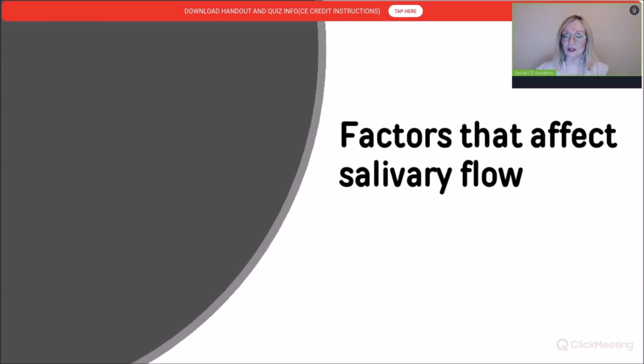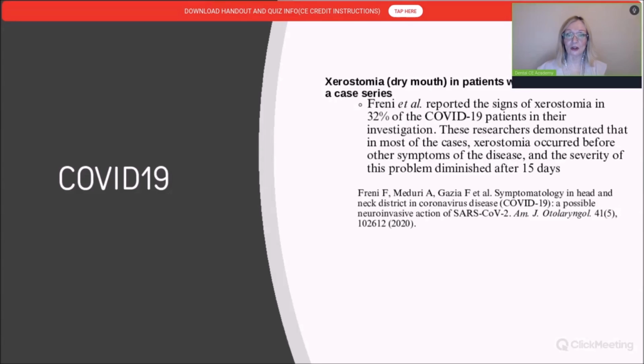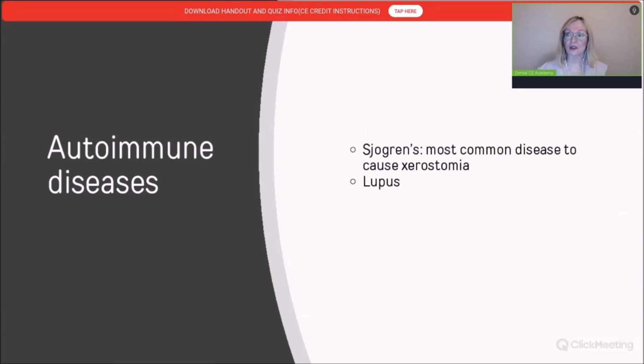Okay, factors that affect salivary flow. COVID-19 is one, and there were multiple studies, but I have a couple identified here, where dry mouth appeared as early as 3 to 4 days before other symptoms. So it appeared as a prodromal symptom. Now, that doesn't mean that the next patient that tells you they have dry mouth is COVID, all right? That's a differential diagnosis that we have to rule out. Another study here: 32% of COVID-19 patients reported signs of xerostomia, and it preceded their symptoms.